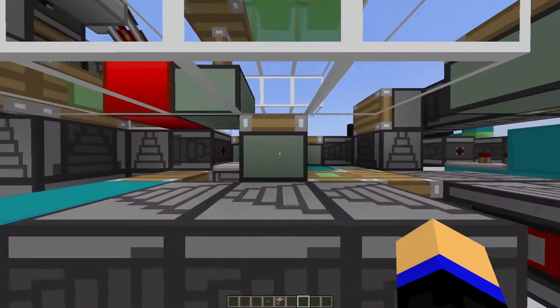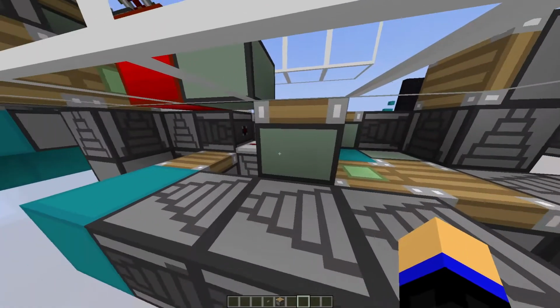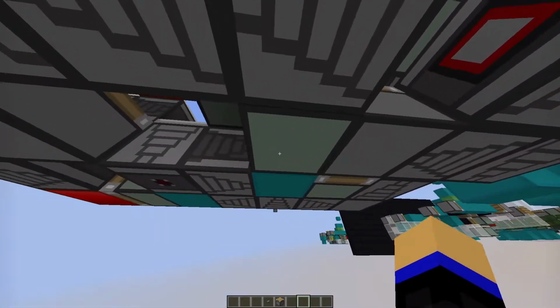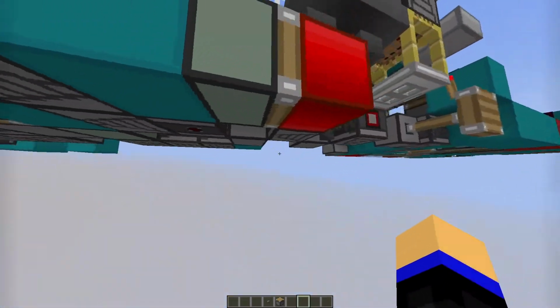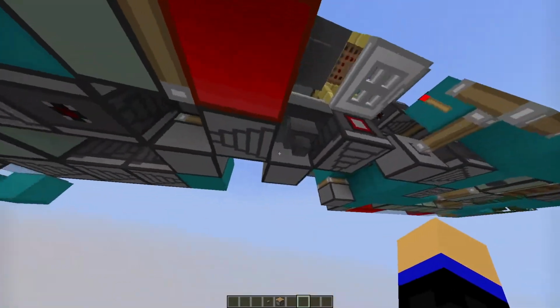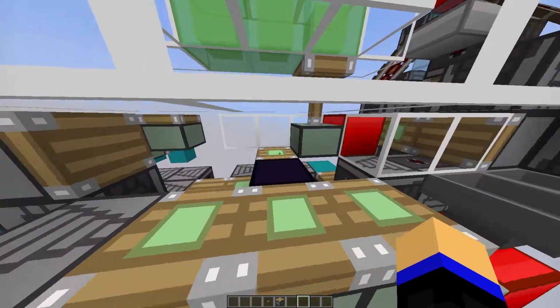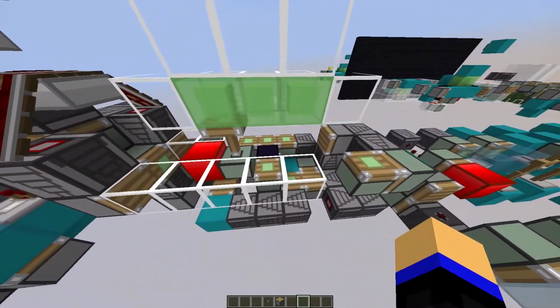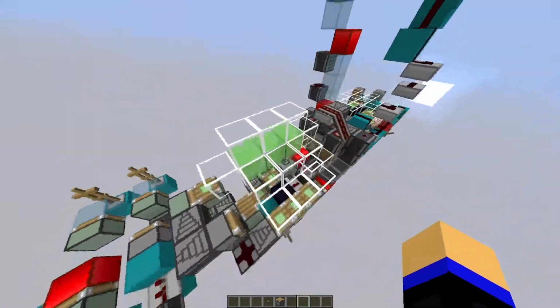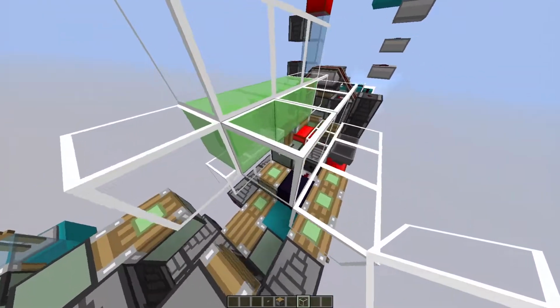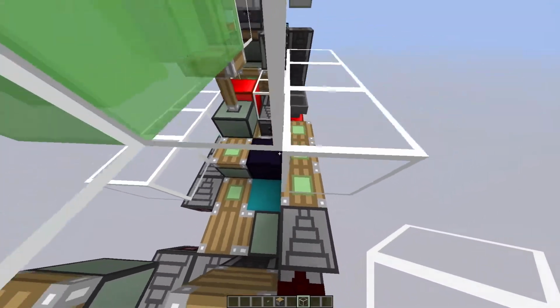Now, this gets powered at 4 tick, so it must get unpowered at 5 tick. This gets powered at 6 ticks, so it must get unpowered at 7 ticks, if I count it correctly. 1, 2, 3, 4. Yeah, 4, and so this will retract at 5. This would retract at 7. So these blocks will arrive at 6.5 tick.